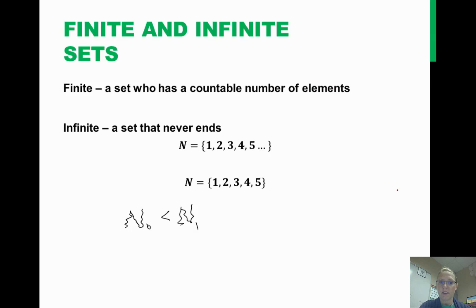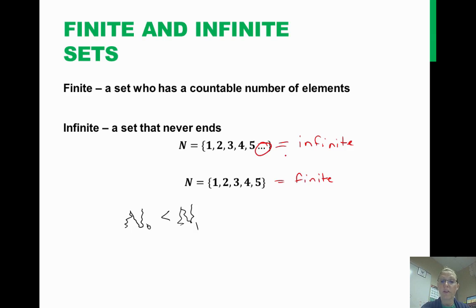A finite set is a set with a countable number of elements. It's a set where it has an ending. An infinite set is a set that never ends. So if you look at these two sets, they pretty much say the same thing. The difference is this dot, dot, dot. This one goes on forever. So this is an infinite set. This one ends at 5. It doesn't go on, so this is a finite set.